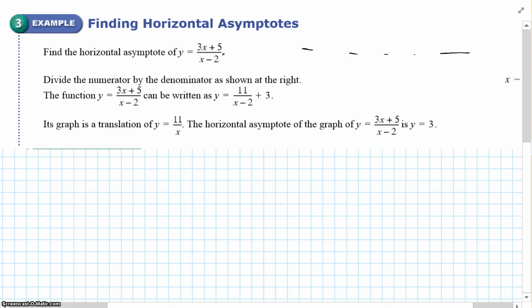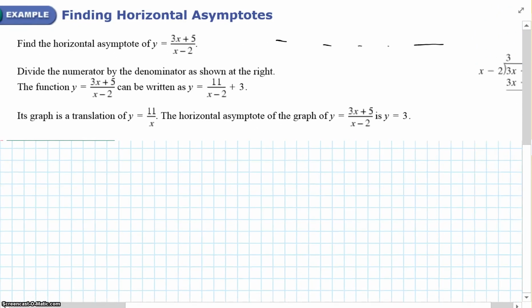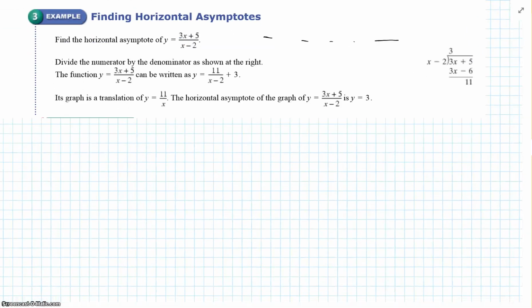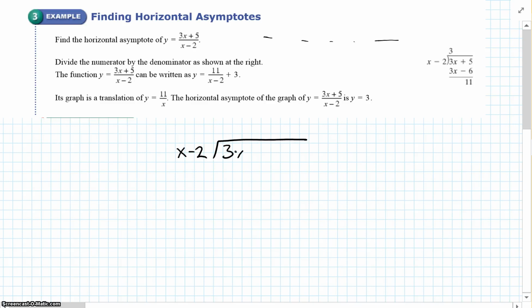Well, we're going to have to do a little bit of math. We're going to have to divide. So let's check out what they did. We're going to divide the denominator into the numerator. Remember how we did this. x minus 2 goes into 3x plus 5. You're going to multiply it by 3, so I get 3x minus 6. Again, I took 3 times x, 3x, put it right below. 3 times negative 2 made it negative 6, put it right below. Now change the signs and subtract, and I got 11.